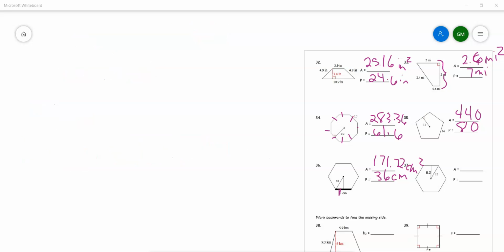Alright, so on number 37, they give us the apothem and the radius, but they do not give us the side length of this regular hexagon. So we're going to need to go ahead and use Pythagorean theorem and work backwards to get all the way through this problem. So let's do this. Okay, so we have a side length of 8.2 and a hypotenuse of 12 and an unknown side length.